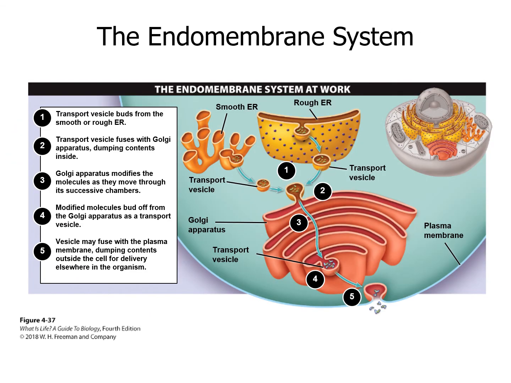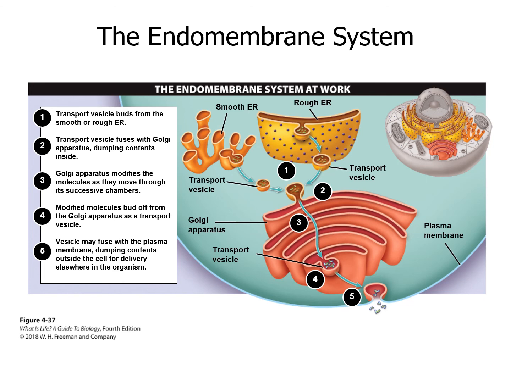All right, so here we have an illustration of the endomembrane system, which we can separate out into about 5 steps. The endomembrane system is the producing, packaging, and transporting of molecules. So that first step that you see happening at the rough ER, we have the transport vesicle budding off of the smooth or rough ER. So either one, but the one that I can kind of see a little bit better is the rough ER, but it happens at both.